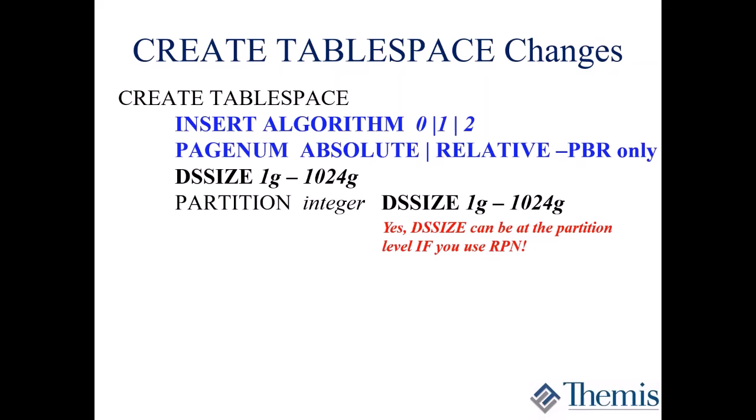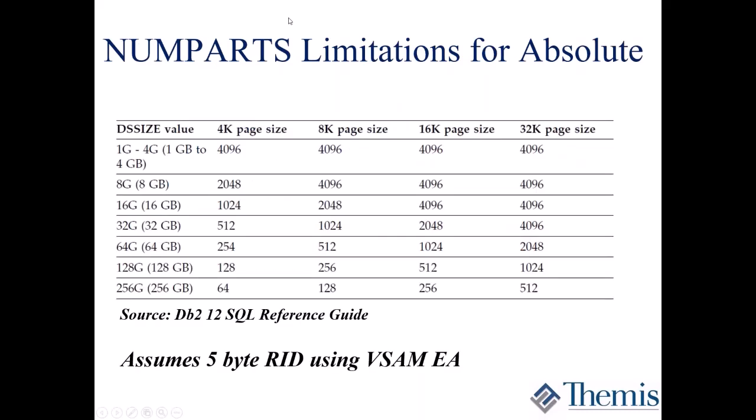Or another option here is to go to relative page numbering, and then you can increase the size of just the partition that is causing the problem. One of the side benefits of relative page numbering is that the DS size can now be set at the partition level. Also, altering the DS size after you move to relative page numbering is no longer a pending change, it's an immediate change. It does not require a reorg. We'll come back to that in a minute.